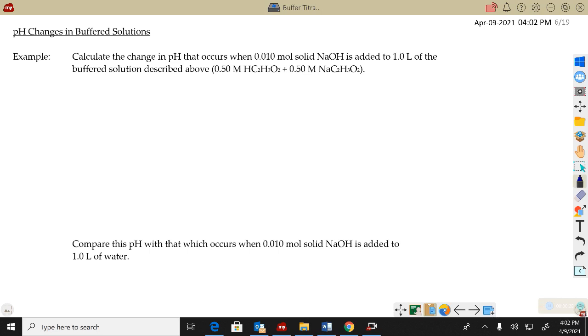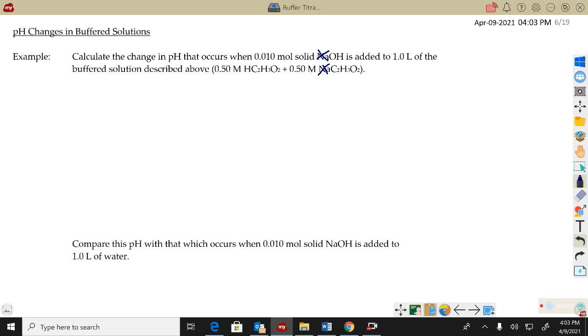Okay, so let's say I want to calculate the change in pH that occurs when 0.01 moles of solid sodium hydroxide, strong base, is added to 1 liter of the buffered solution described above. So we're going to look at that acetic acid buffer, 0.5 molar acetic acid and 0.5 molar sodium acetate. Well, for sure the sodium hydroxide is being added to the buffer, so it's going to be on the reactant side. Now, often these equations are written as net ionic, and in that case, I don't care about the sodium from either of these solutions.